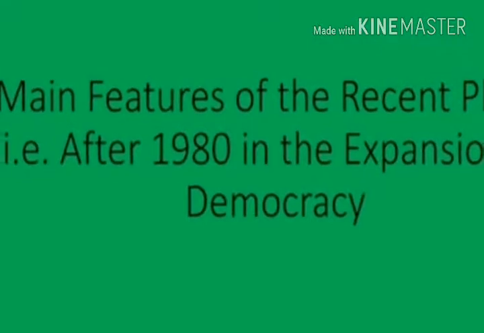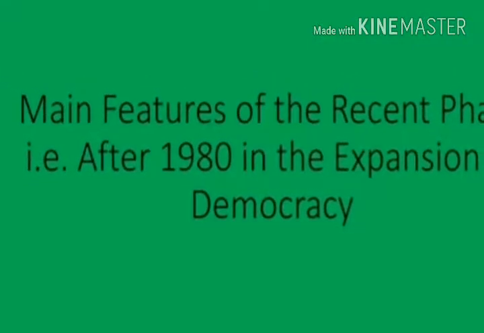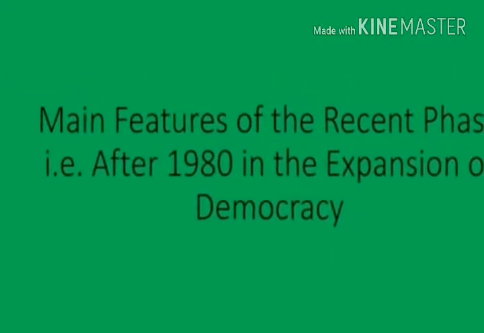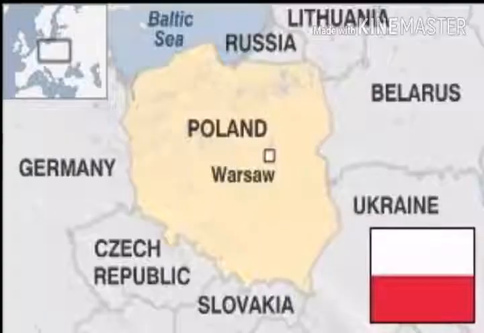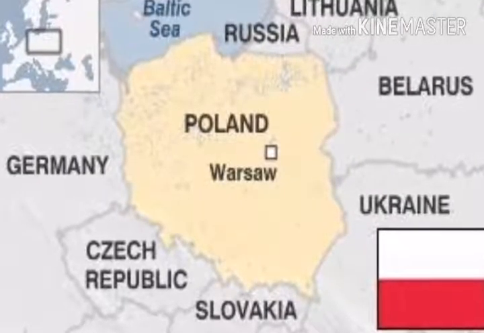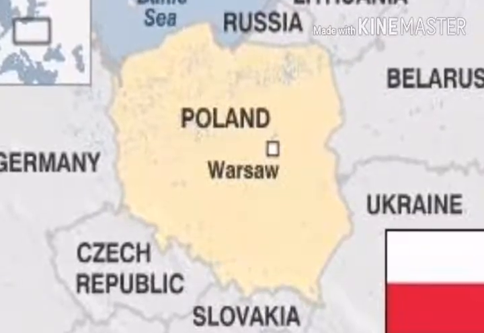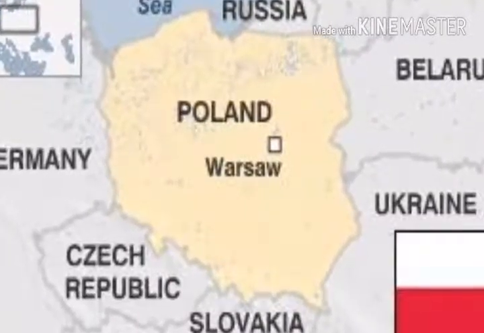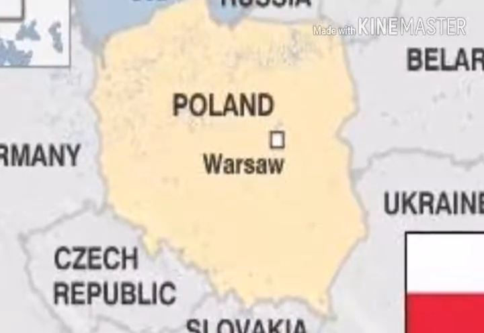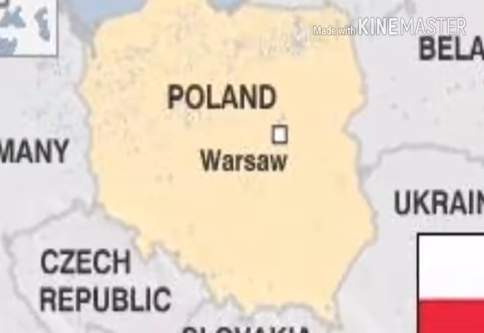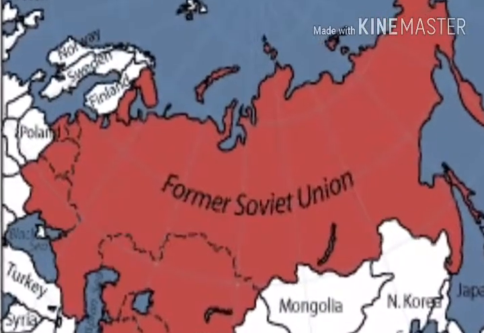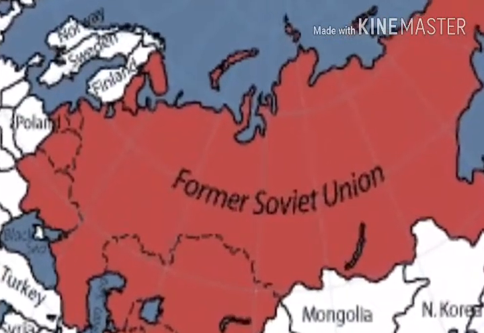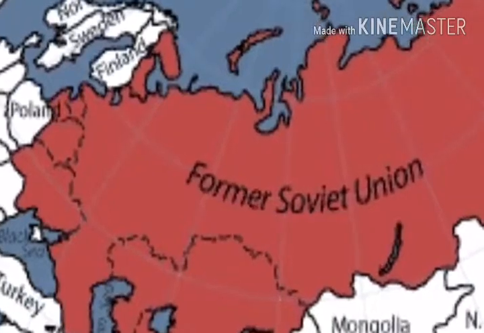And our next point is main features of the recent phase, that is after 1980, in the expansion of democracy. First, Poland and several other countries became free from the control of the Soviet Union during 1989-90, and then came the disintegration of Soviet Union in 1991 into 15 republics.